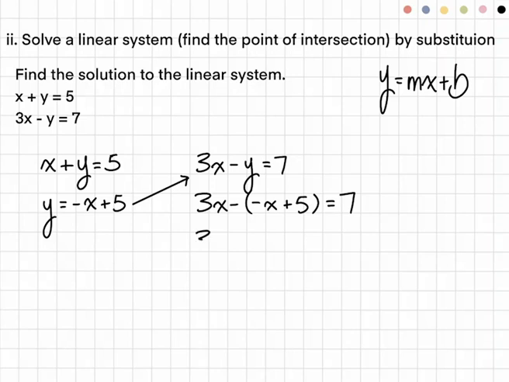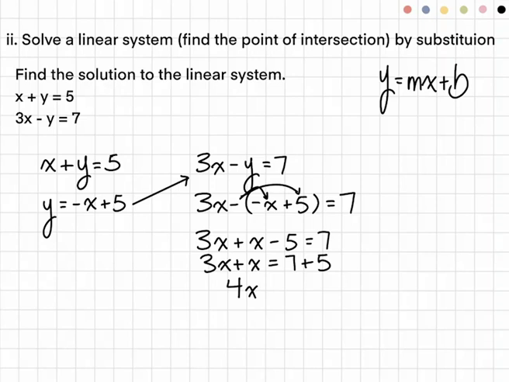Now we can simplify and solve. Okay, so we've got 3x. Remember there's a negative 1 here, right? So that's going to turn into plus x minus 5 equals 7. So I'm going to have 3x plus x equals 7 plus 5. That's going to give me 4x equals 12. Now we need to isolate, so I'm going to divide both sides by 4 so I can get x by itself. X equals 3.